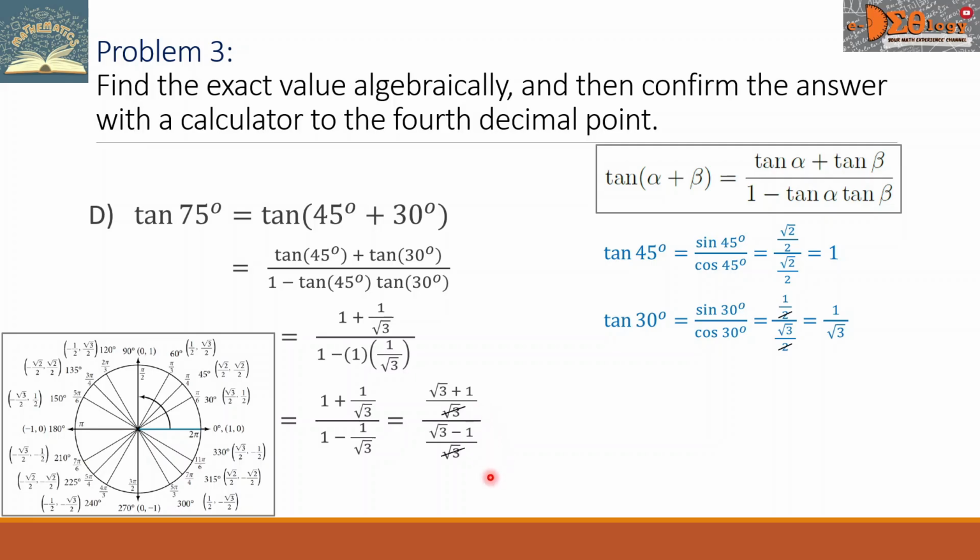Then we rewrite the square root of 3 plus 1 all over square root of 3 minus 1. We can use the calculator to simplify this fraction, so we get the value 3.7320. Note that using your calculator to get the tangent of 75 degrees, you will get same answer.